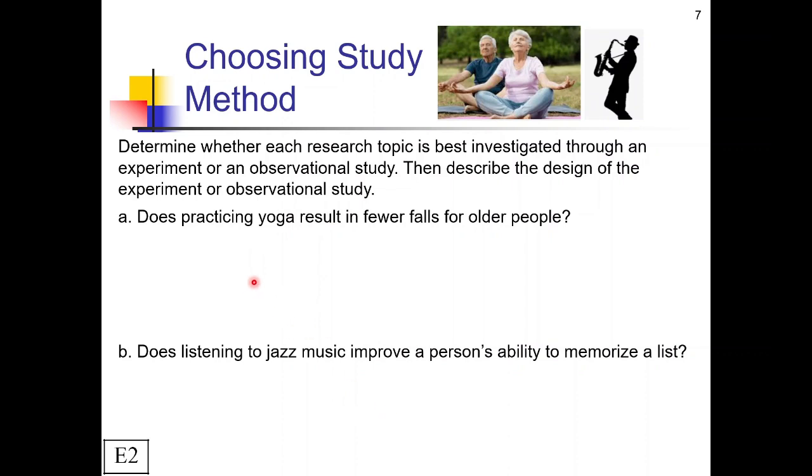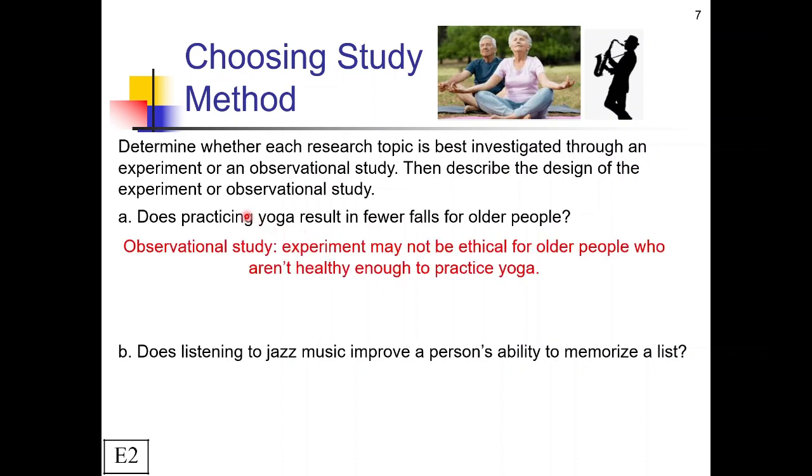All right, let's look at our first one. Does practicing yoga result in fewer falls for older people? So first question is experiment or observational study. Well, the experiment would involve actually making older people do yoga, which might be harmful depending on what their health condition is. So that means an observational study would be a better fit for this. An experiment might not be ethical, might cause harm to people. So we don't want to do that.